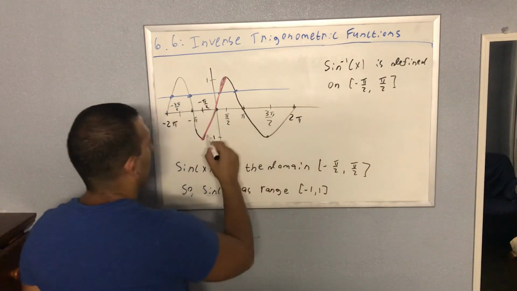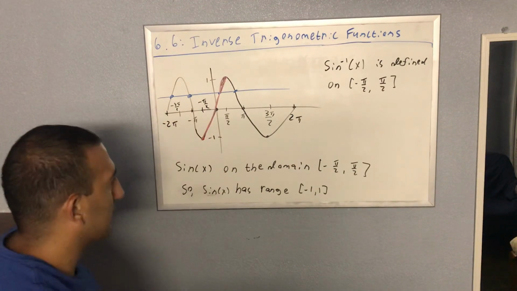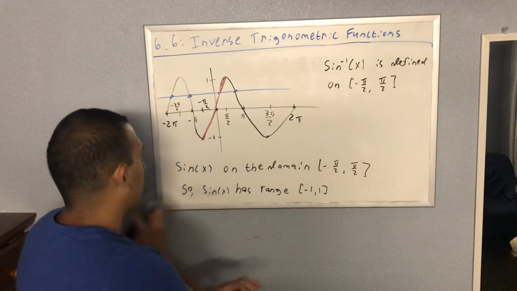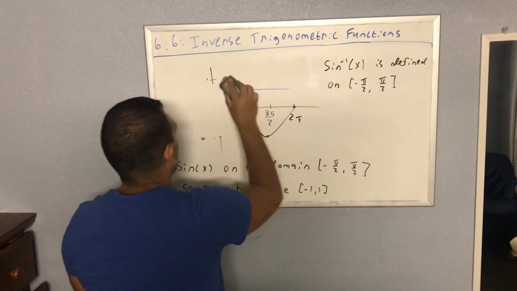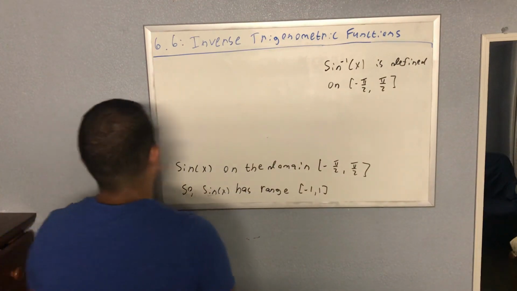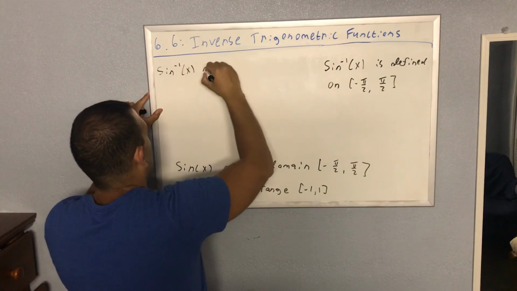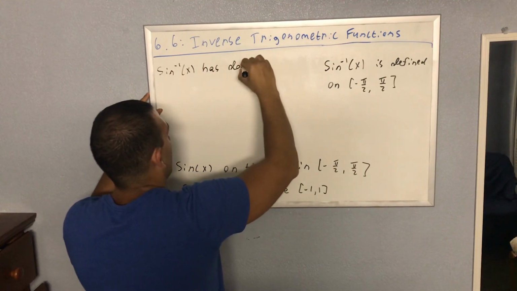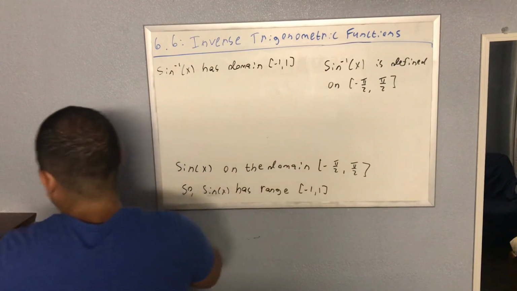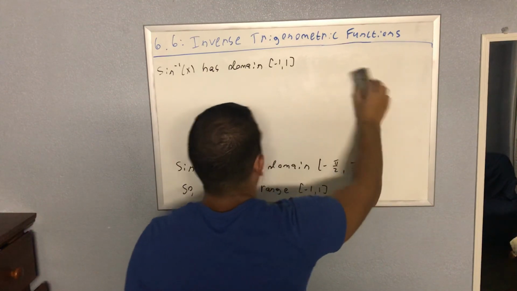Right? On this domain, -pi/2 to pi/2, it hits all the numbers between -1 and 1. And so what do we say about the inverse function? It flip-flops the domain and the range. So then sine inverse x has domain -1 to 1. So you stick in, it can take in numbers between -1 and 1.